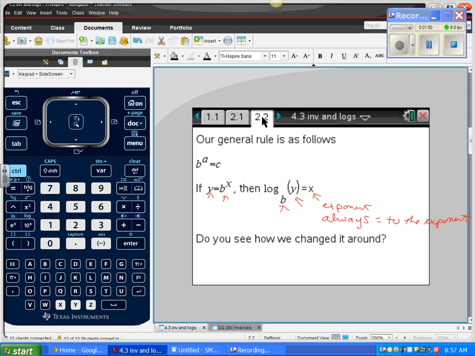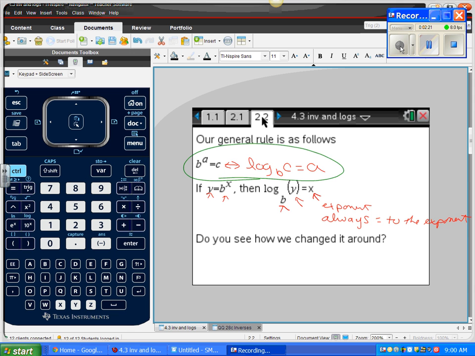Okay, so b to the a equals c. How would I change this into log form? Log, what's the base? B, of c, equals a. Yes, when we're going from exponential to log. So they're inverses of one another. We're going to be going back and forth in between the two.